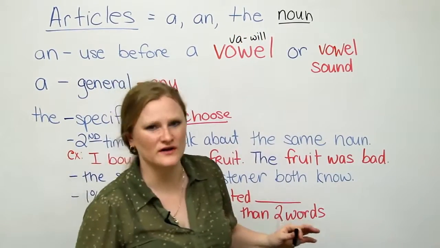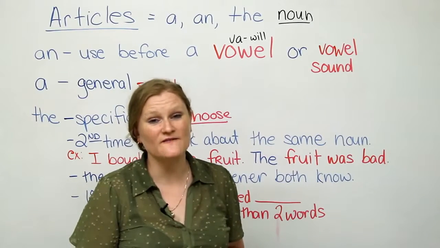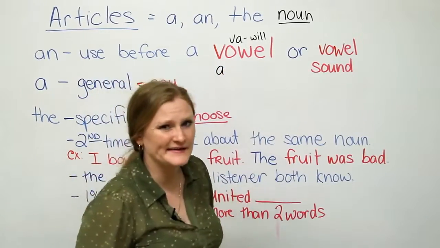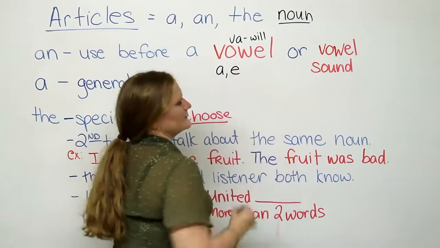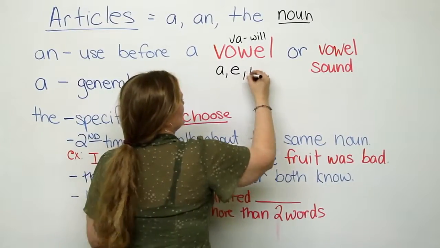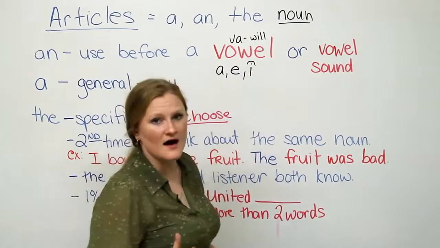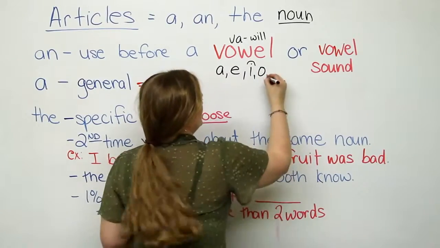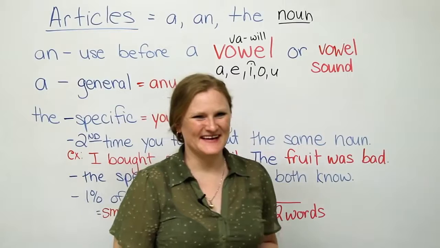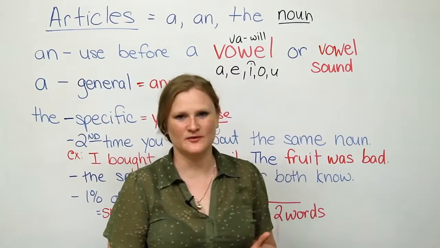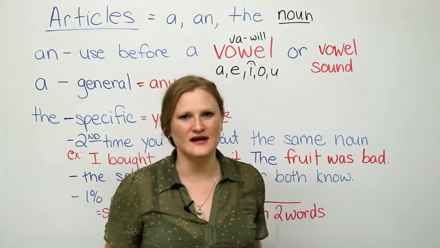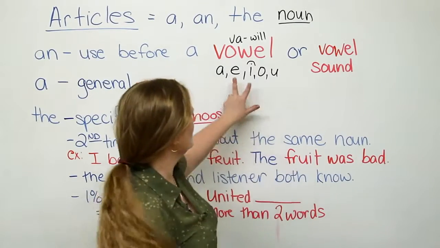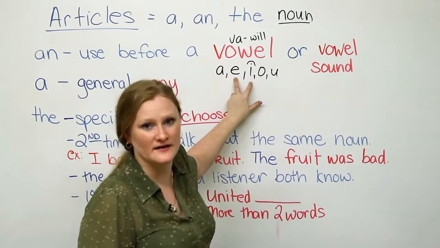sounds like vowel. The vowels in English, we have 5 vowels in English. They are A, E, I, O, and U. Now, everyone who speaks Spanish, Portuguese, Italian, any of our Latin American friends or Latin language speakers, you're going to mix up these 2 vowels, E and I.